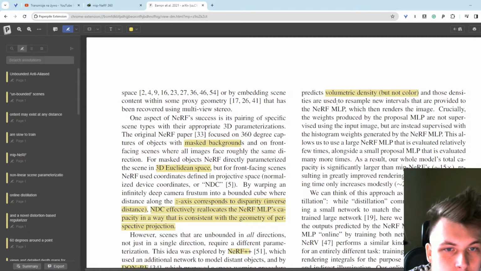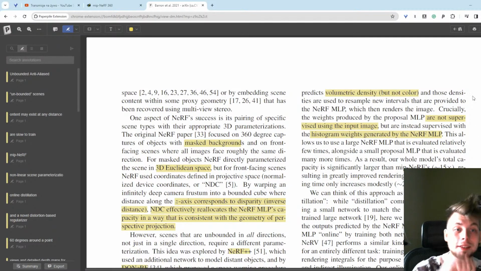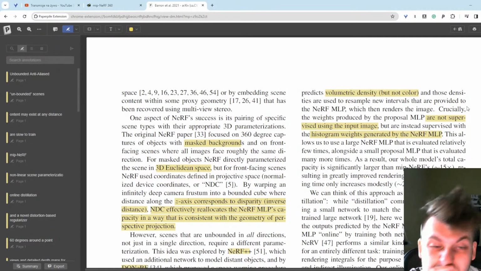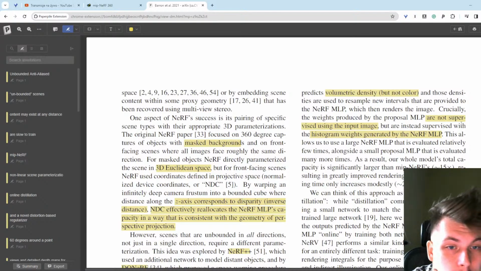And these densities are used to resample new intervals that are provided to the NeRF MLP, which then renders the image, yes. And crucially, the weights produced by the proposal MLP are not supervised using the input image, okay, but are instead supervised with histogram weights generated by the NeRF MLP. So that's the big point. Now that's even smarter. So you know how to train NeRF, right?